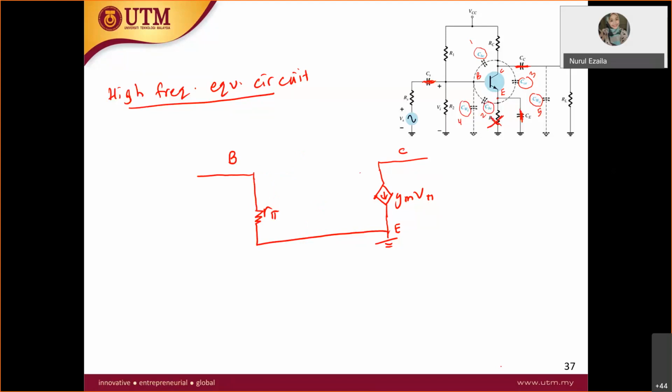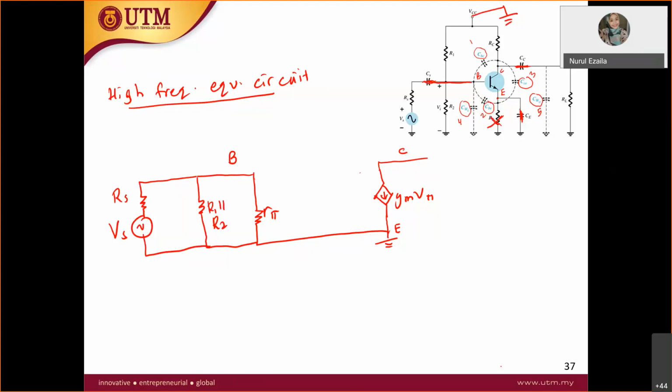What are the resistors you have from base to ground? The same thing here. From base to emitter, you have R1 parallel with R2. And VCC here is grounded. Then at the base, you have RS and VS. So this is your RS and VS.